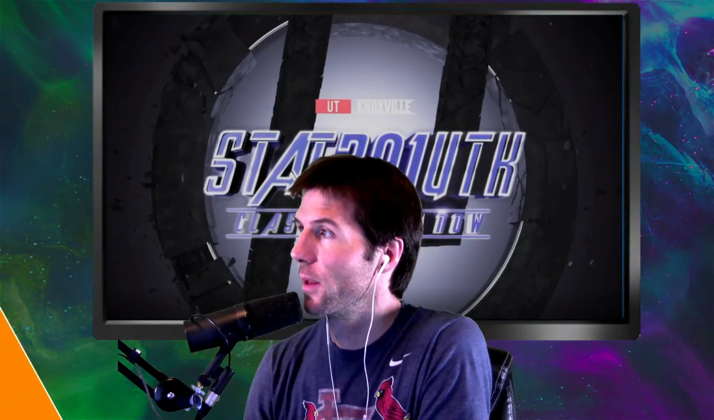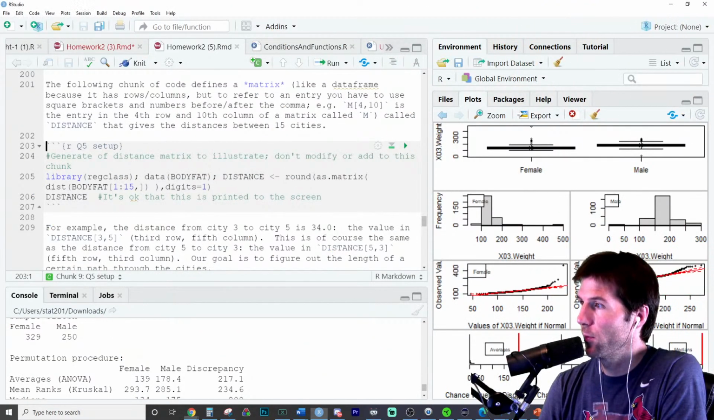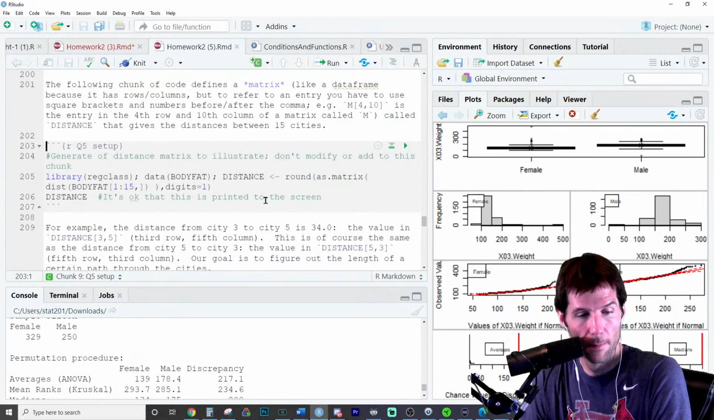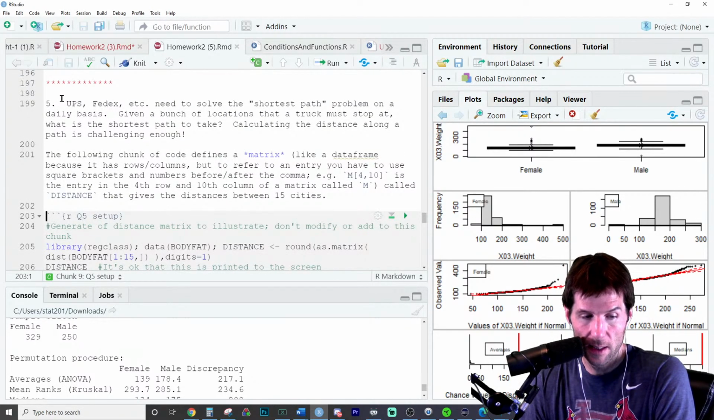Let's take a look. Question number 5 for 474. Let's take a look at it. UPS, FedEx need to solve the shortest path problem on a daily basis. Given a bunch of locations that a truck must stop at, what is the shortest path for it to take? Calculating the distance along with the path is challenging enough.